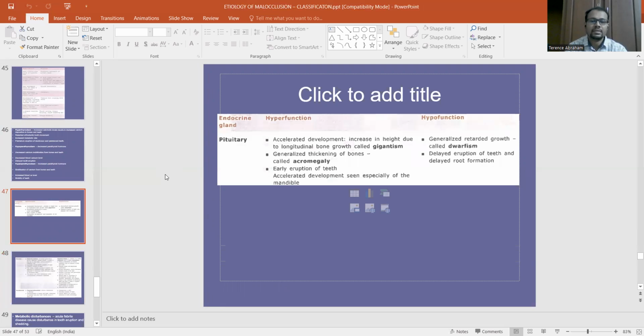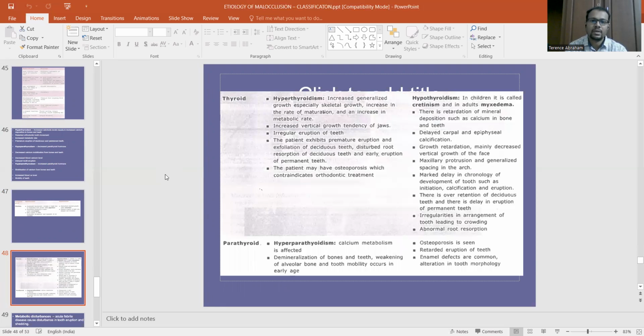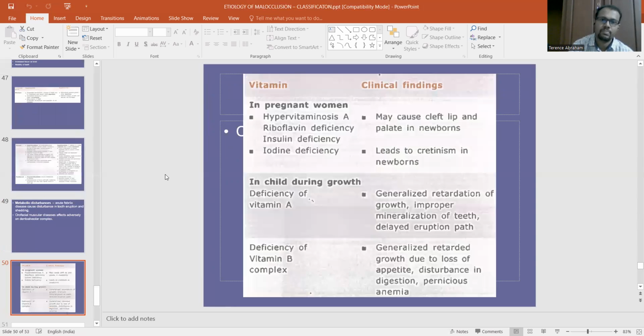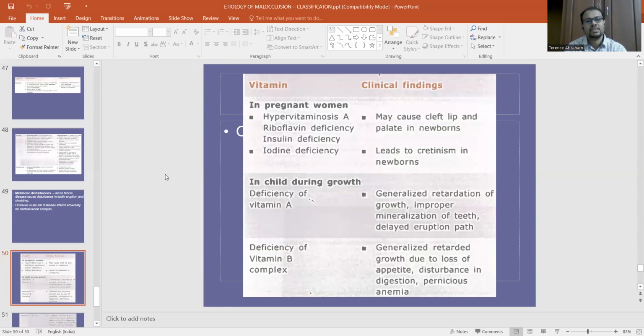So these are the various endocrine disturbances, as I mentioned before, which cause malocclusions: pituitary gland disturbance, thyroid gland disturbance, parathyroid gland disturbance. And coming to metabolic disturbance, it involves nutritional deficiency, endocrine disturbances, and various diseases like diabetes, all of which have a direct role in the development of malocclusions. Various vitamin deficiencies can also lead to malocclusions.